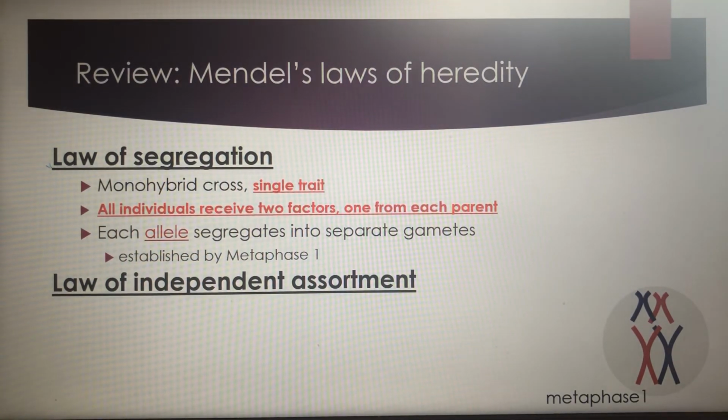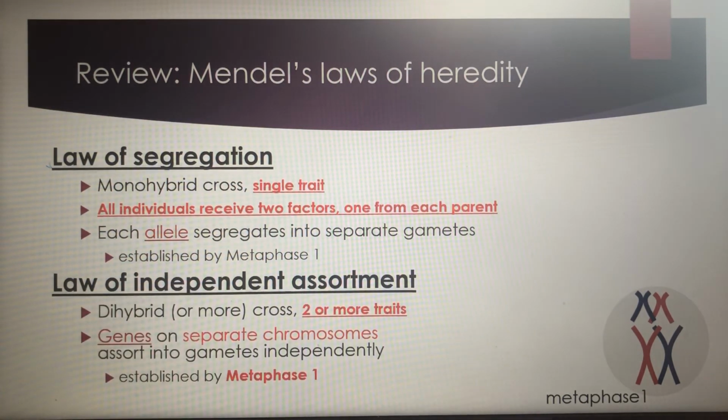So the law of segregation, we can show by a monohybrid cross, and it is only a single trait. Again, this is stating that all individuals receive 2 factors, 1 from each parent. Okay, the law of independent assortment. This is where we're looking at 2 or more traits. We're saying, how are traits related to each other, if at all? Usually they're not. Genes on separate chromosomes will assort into gametes independently.